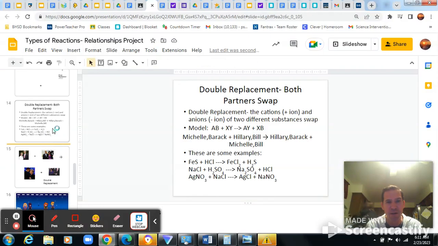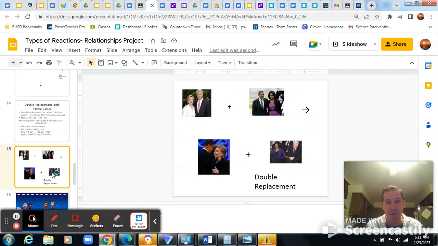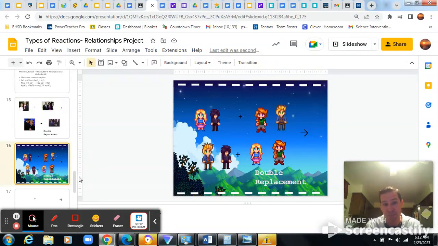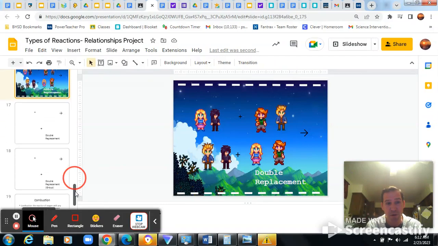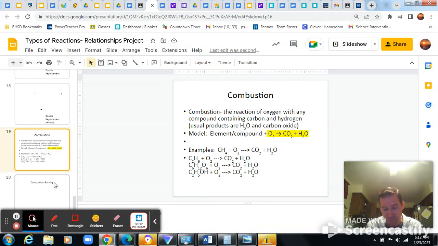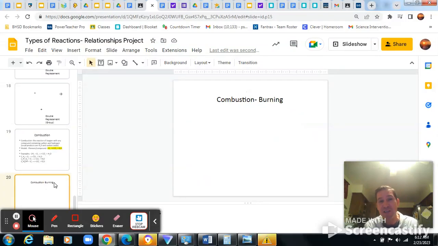And then double. Now this was where both partners swap. So we talked about this one with the Clintons and the Obamas. Once again, doesn't have to be romantic couples. I mean, these here, Hillary and Barack Obama, they're just in a picture together. Or it doesn't even have to be people. So this is some kind of cartoon. Now, for the last type of reaction, combustion, we don't have a relationship parallel with this. So with combustion, just find some picture of burning or some explosion and put that in there.